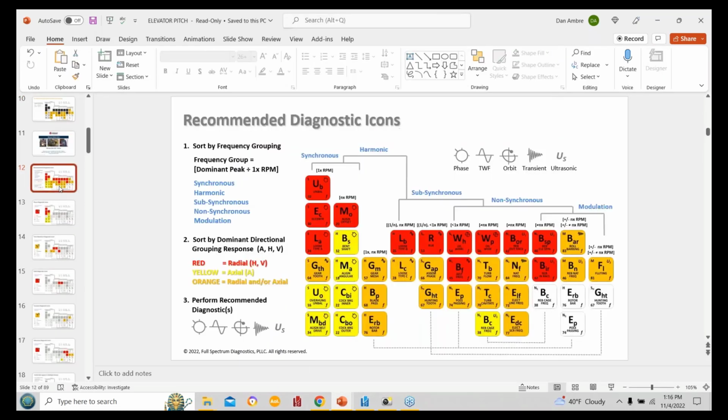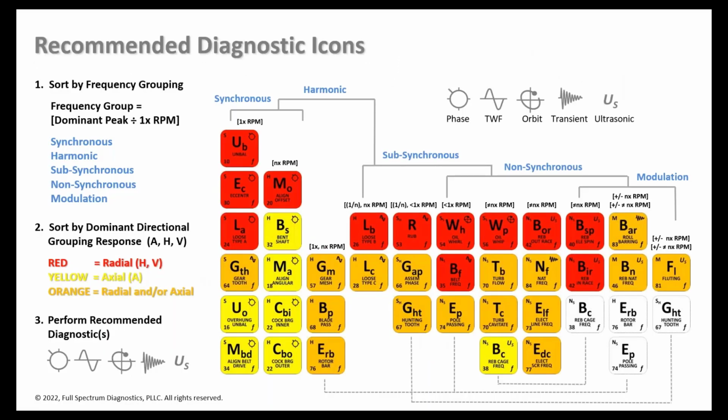For those of you who haven't seen this, this is the vibration fault periodic table. It's a sorting mechanism for a whole series of vibration faults. What I have here in the colored little squares are 35 of the most dominant vibration problems in rotating machinery, and they're in categories. So I have a sorting mechanism.